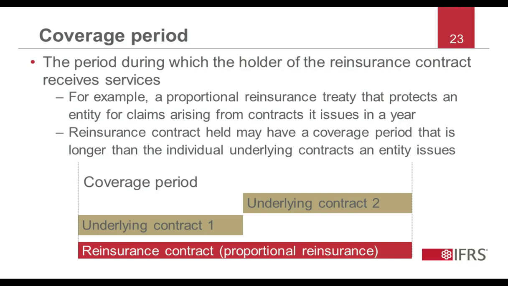The diagram in this slide illustrates a situation where a cedant holds a proportional reinsurance treaty that protects it for claims arising from underlying insurance contracts it issues in a year. Each of the underlying insurance contracts has a coverage period of 1 year. However, the reinsurance treaty provides coverage for claim events that can occur in a period of up to 2 years. Consequently, the coverage period for the reinsurance contract held is the 2-year period.